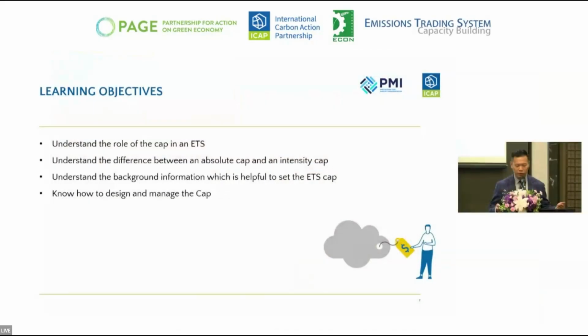In this section, I want to discuss how to understand the role of the cap in ETS. There are differences between an absolute cap and intensity cap, what kind of cap we can set, what kind of background information and data we need to set the cap, and then how to design and manage the cap in the long run.